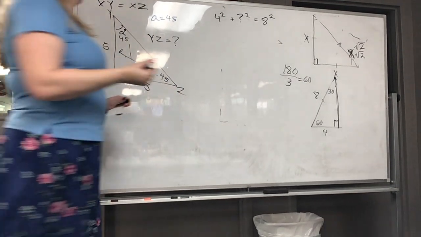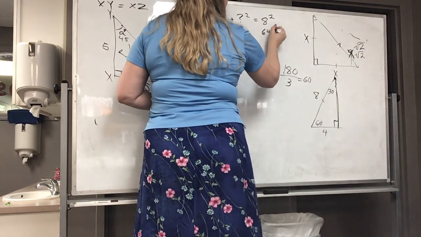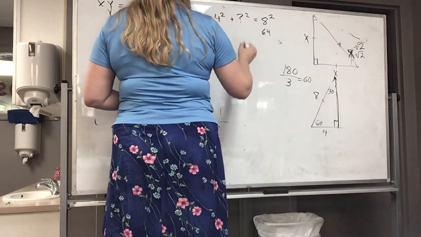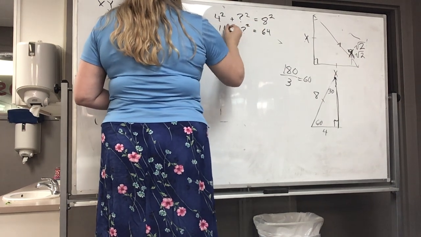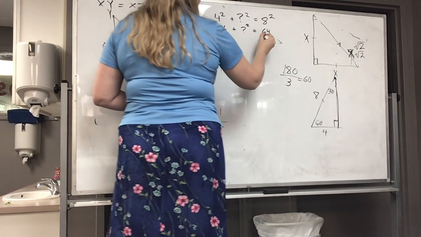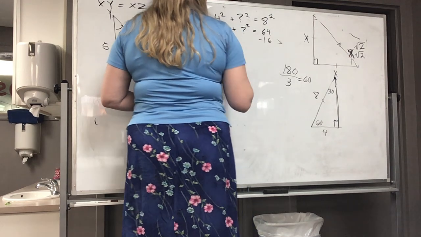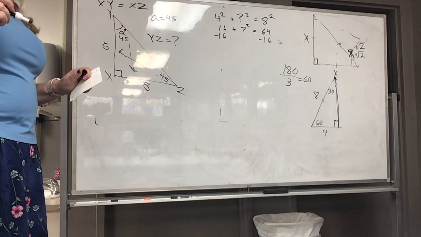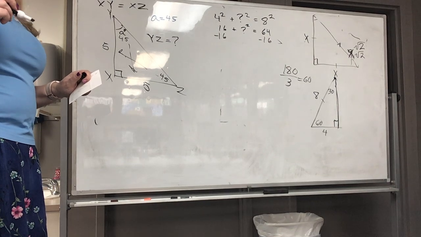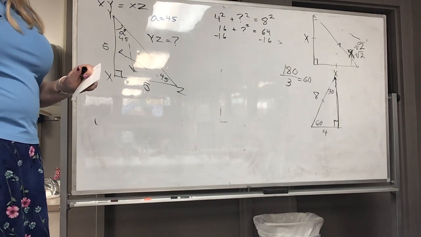8 squared is 64, equals something squared, plus 16. Subtract the 16 from both sides, and we get 48. My brain, right? Okay.